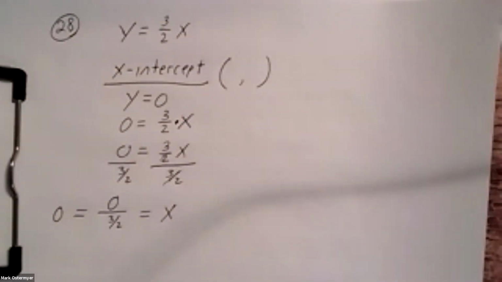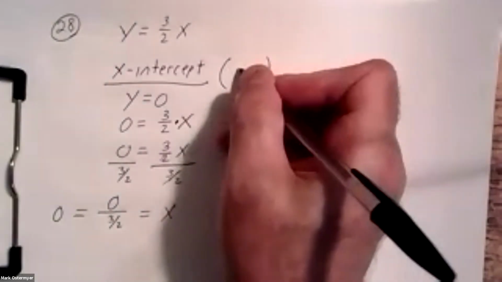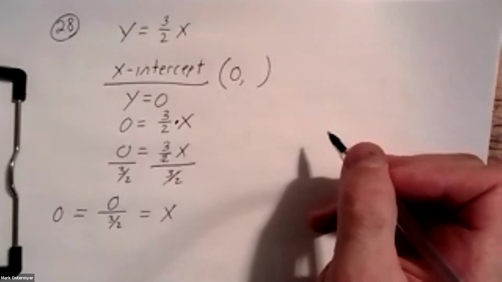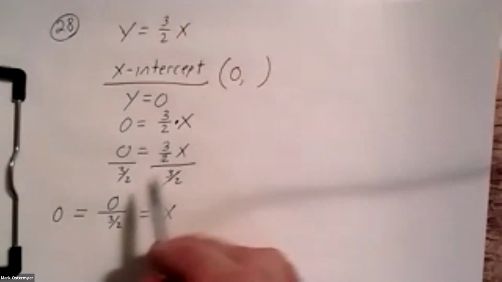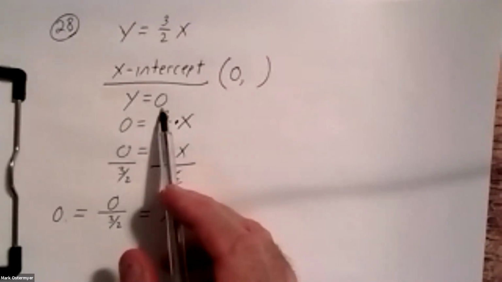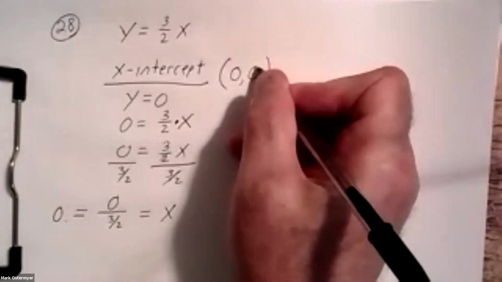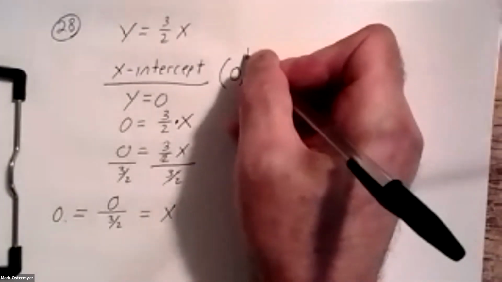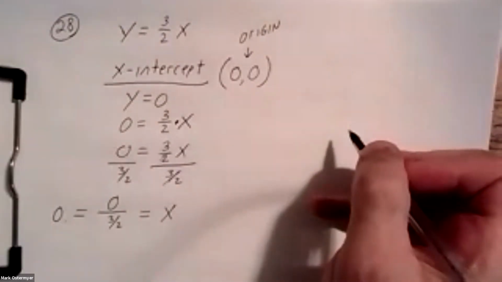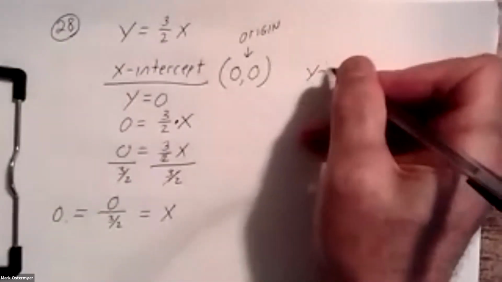So what's my x-intercept? My x coordinate is 0. But what's my y coordinate? 0. This point has a special name. It's called the what of the xy plane? The origin. All right, let's try to find the y-intercept.